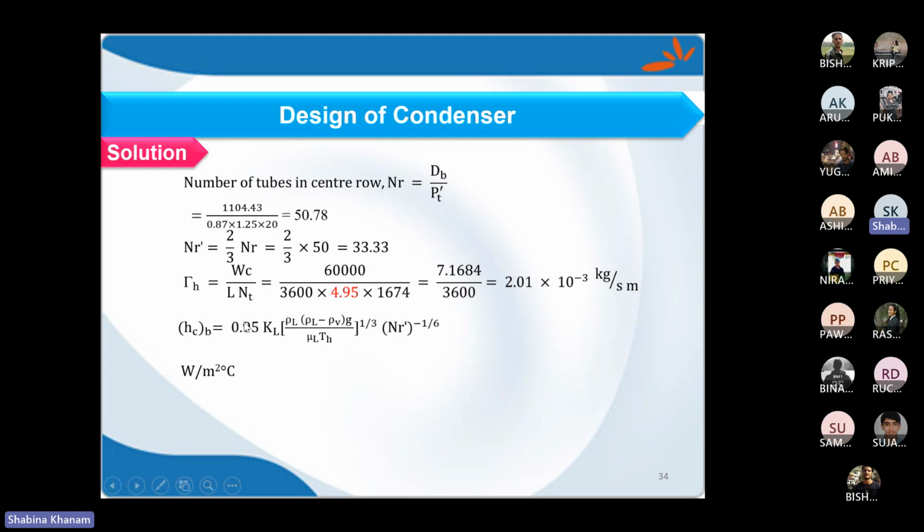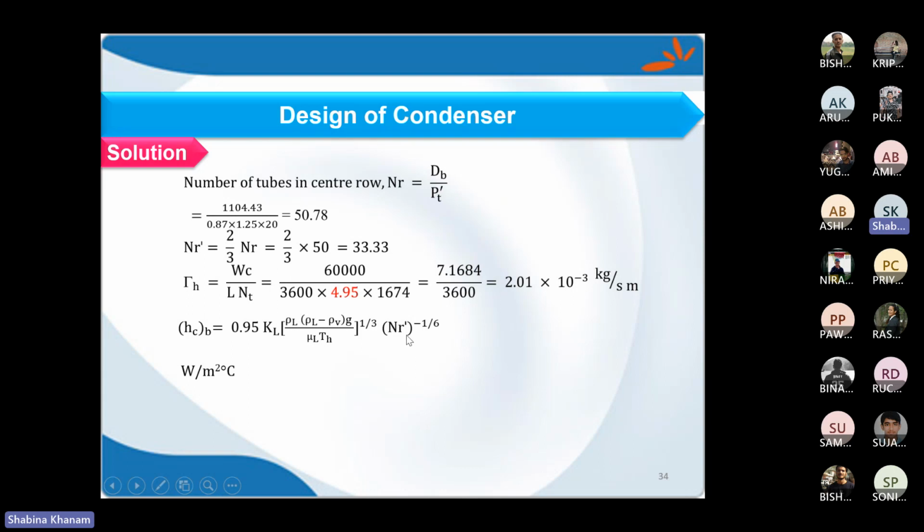And here one important parameter, that L we have taken as 4.95, and the L which is given over here is the total length as 5 meter, but whatever part of that tube is available in the tube sheet will not participate in condensation. Therefore, we are considering L as L effective, reducing 50 mm from the total length. So we can find gamma H as this value.